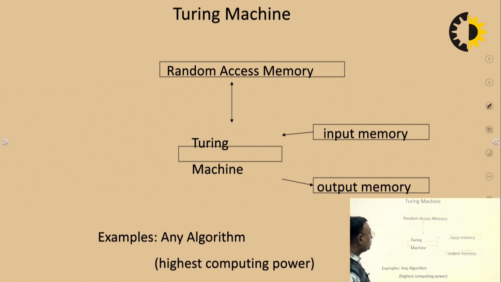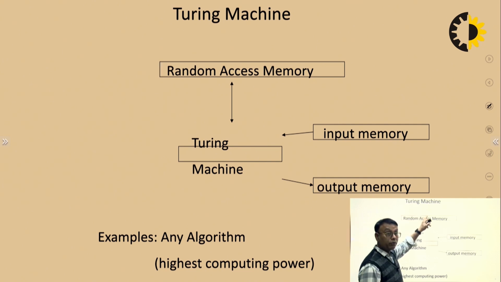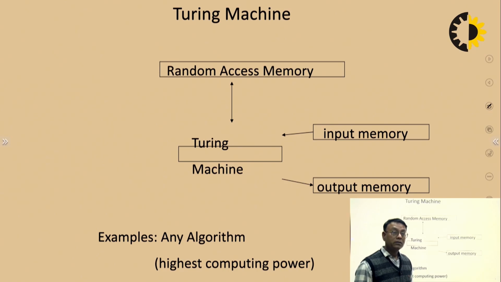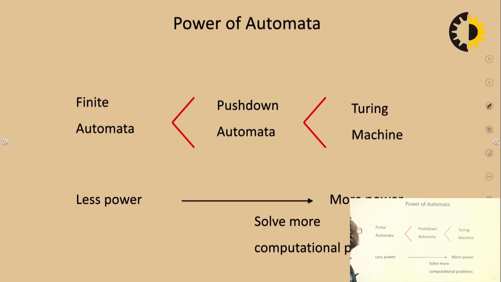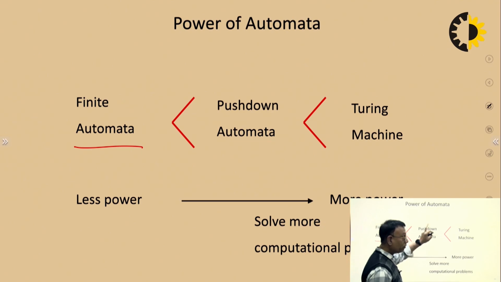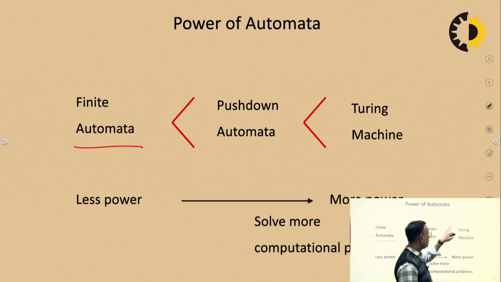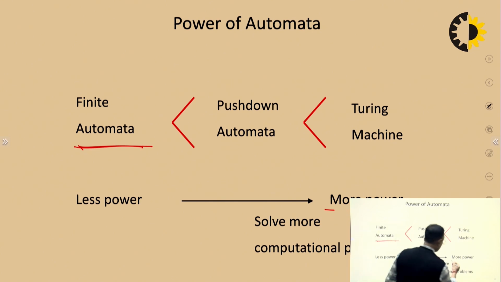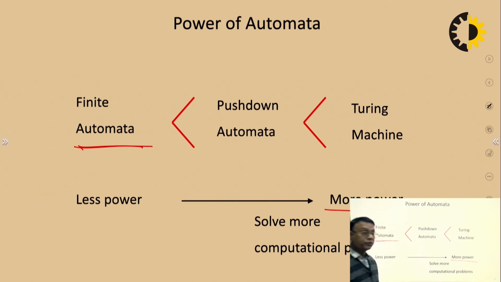Then the Turing machine: there is a temporary memory that is known as random access memory. In this memory, the head can move either left or right, both ways. That is why it is so powerful and has the highest computing power, for example, any algorithm. Then the power of automata: finite automata is less powerful than pushdown automata, which is less powerful than the Turing machine. So this has less power and this has more power, so more computational power.